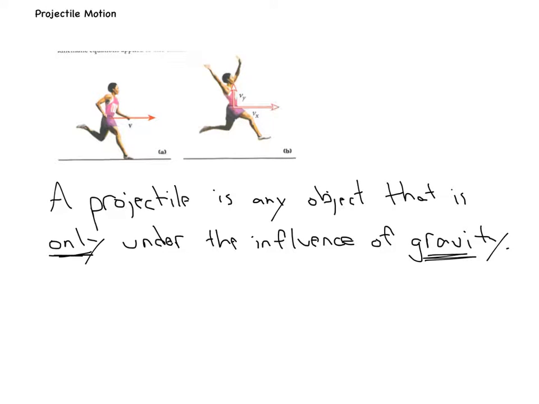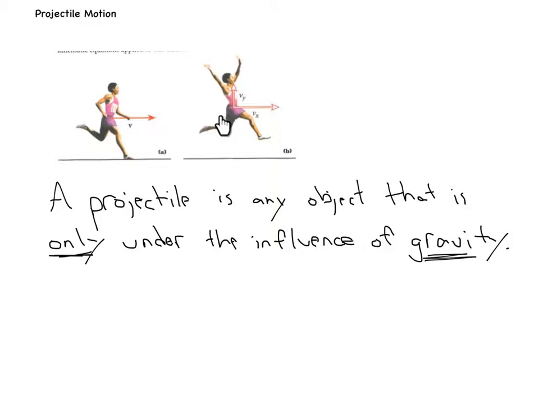A projectile is any object that is only under the influence of gravity. So, for example, here we have a long jump runner. Right now, she has a velocity only in the x direction, and she is able to push off the ground with her feet, and so she is not a projectile.